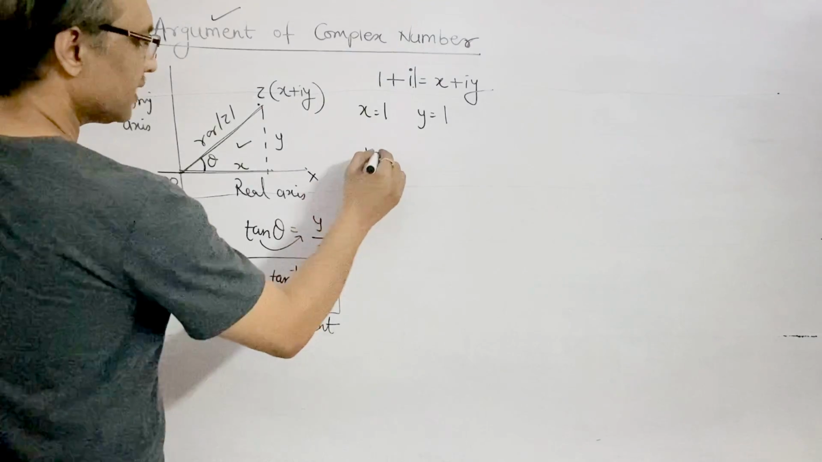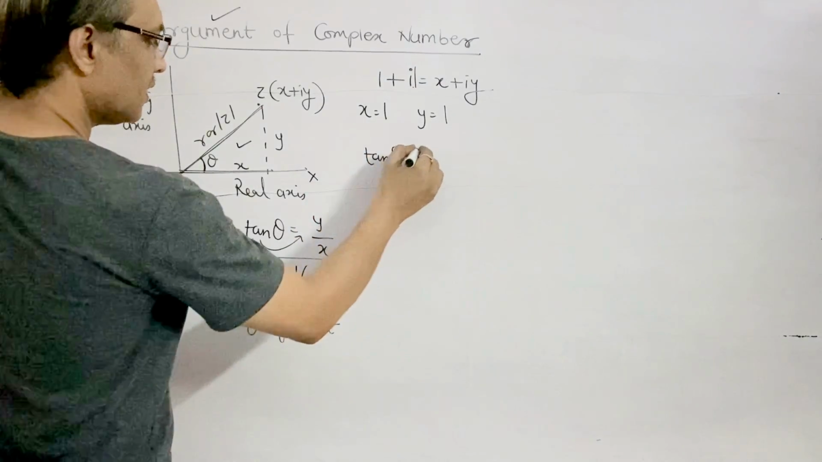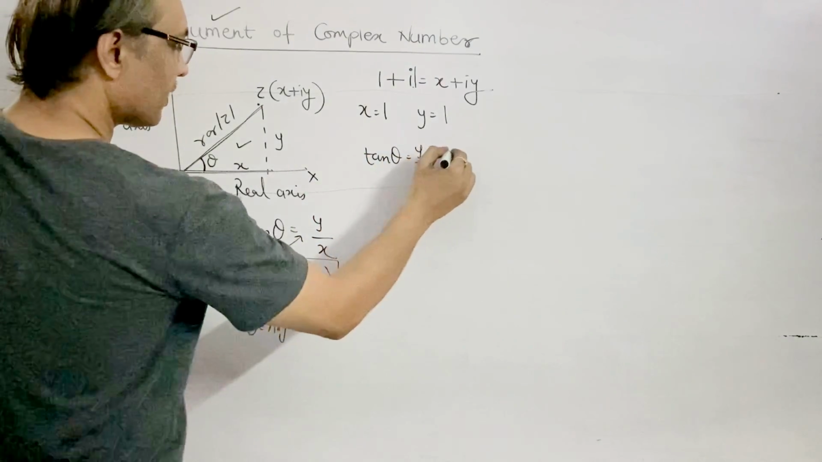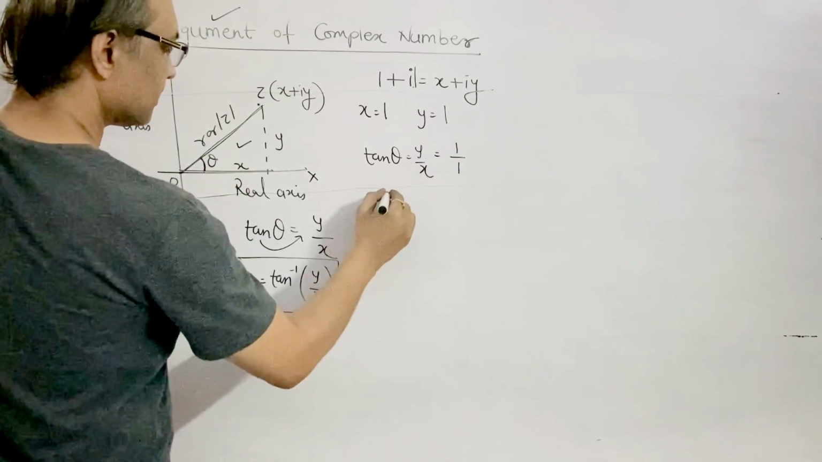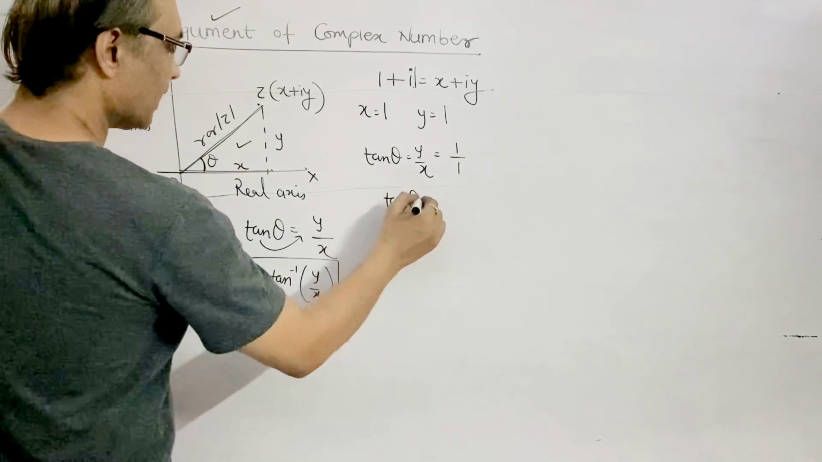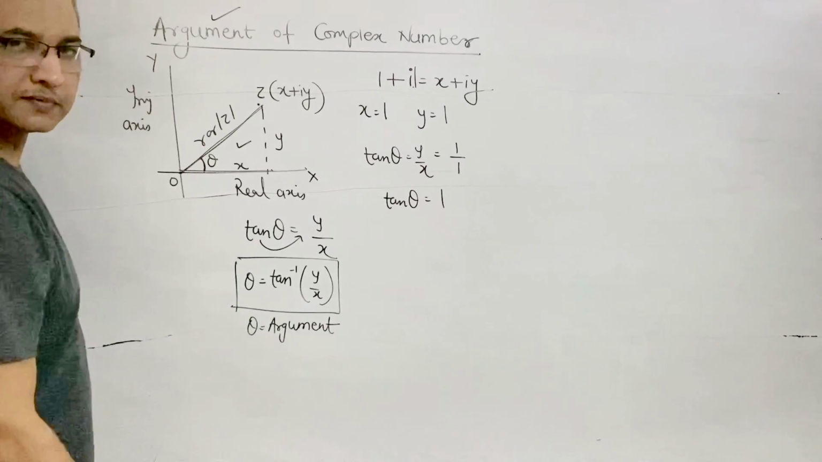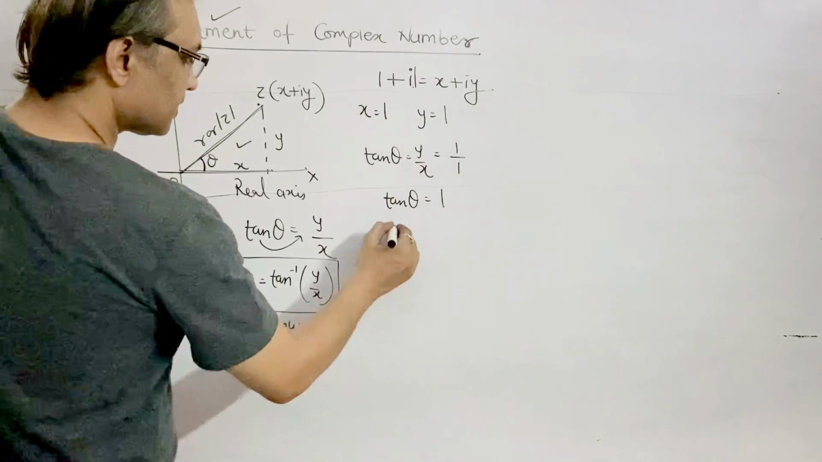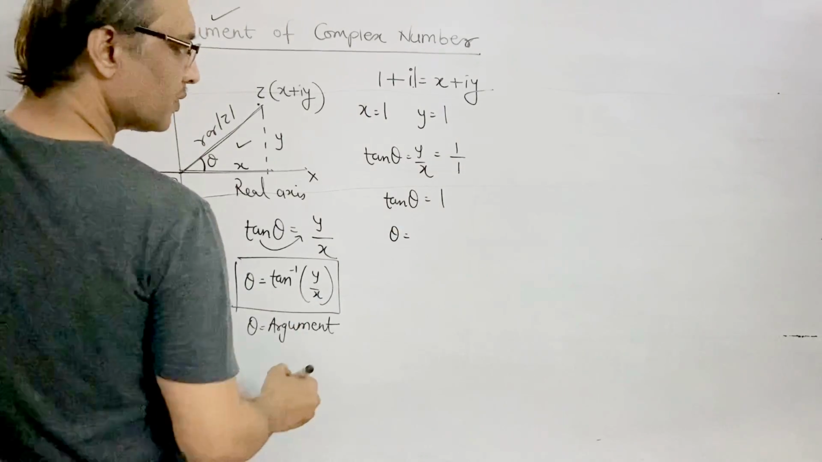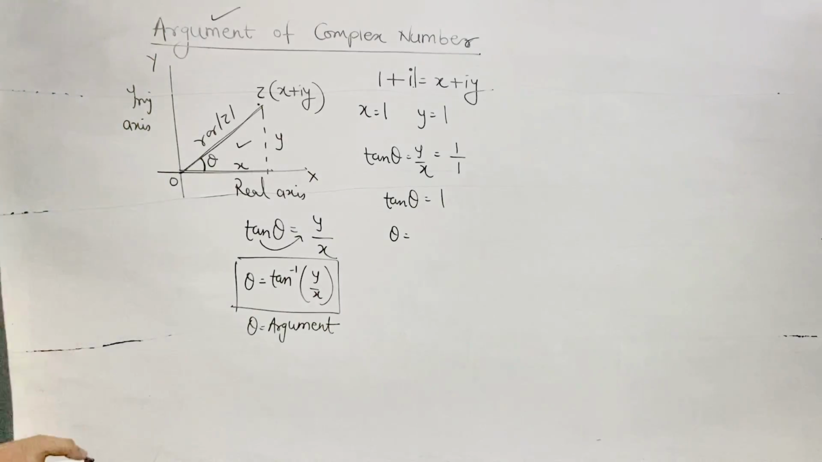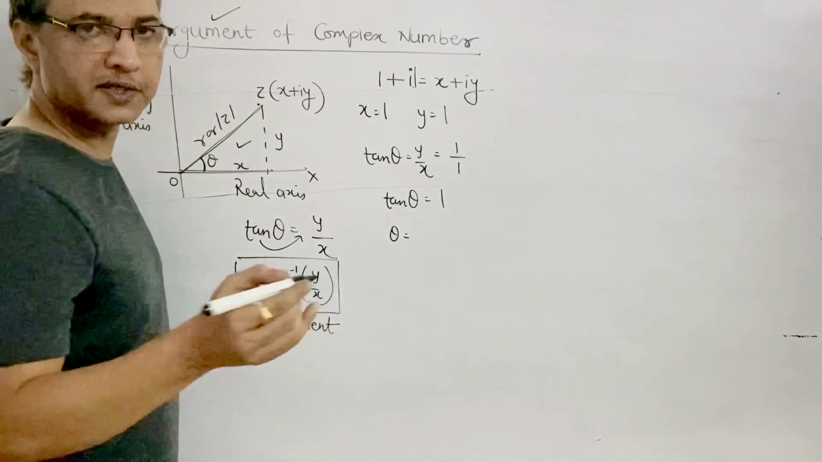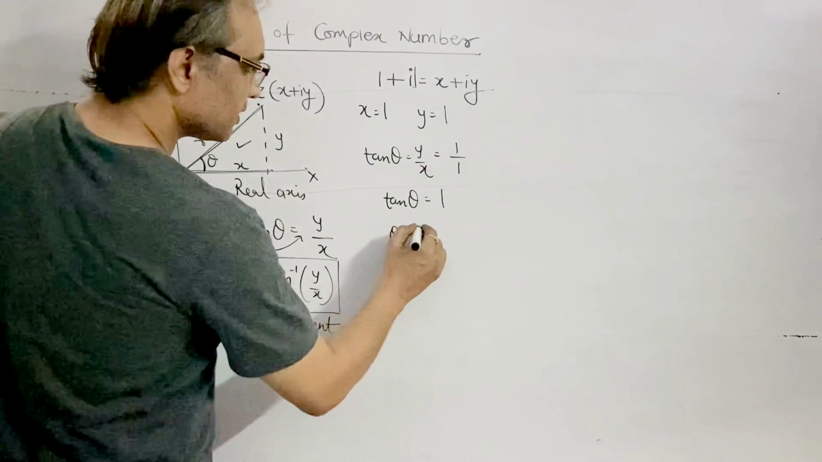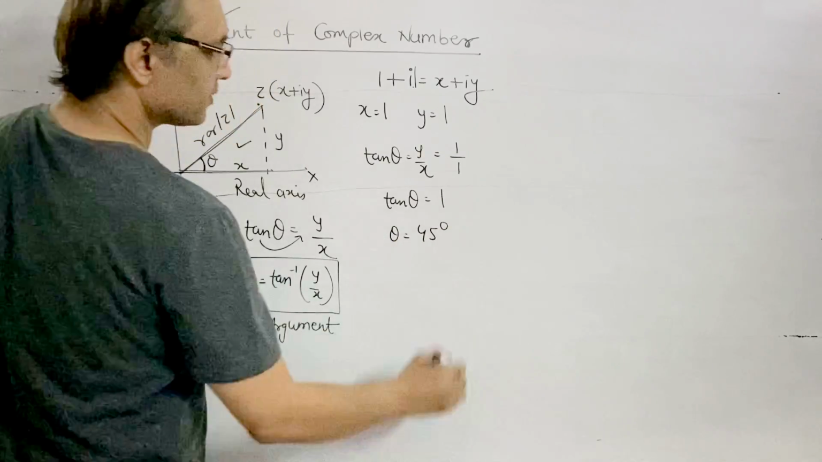So tan theta is y upon x, y is 1, x is 1. Hence value of tan theta is 1. Hence theta becomes, you must be knowing that tan theta is equal to 1 at 45 degree, that you have studied in 10th class. So theta is 45 degree.